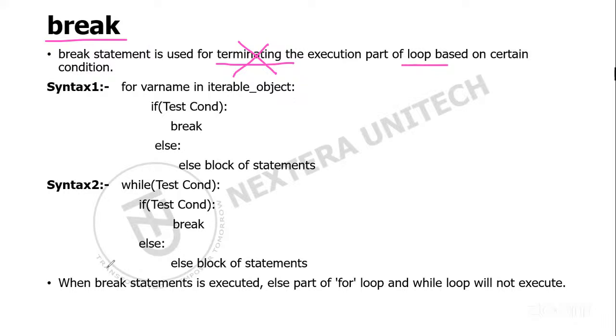And this is a very important point that we have here. When we use a break statement in the loops, when the break statement is executed, the else part that we have in either the for loop or while loop will not get executed. When this break statement is executed, the else block will not get executed. Let me give an example. Probably then you'll understand.